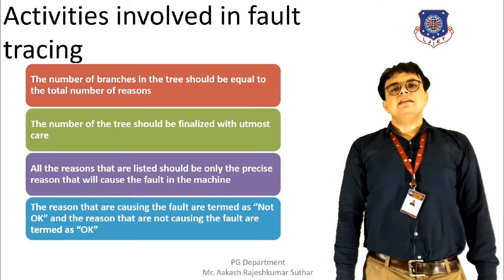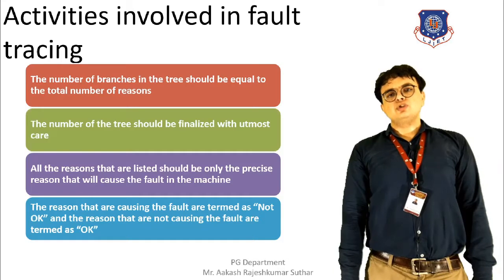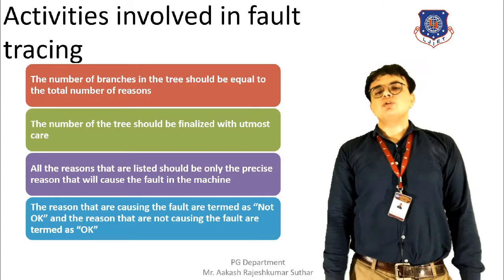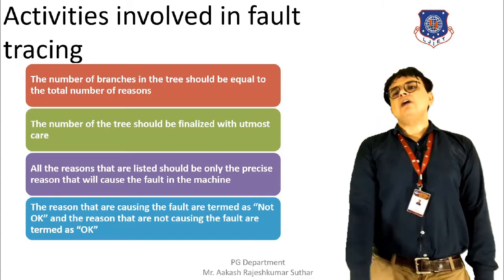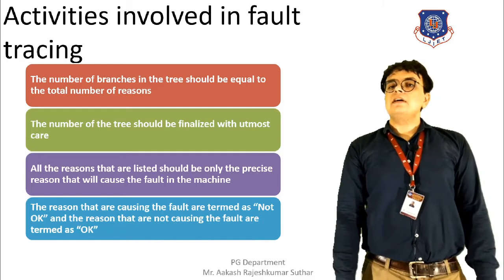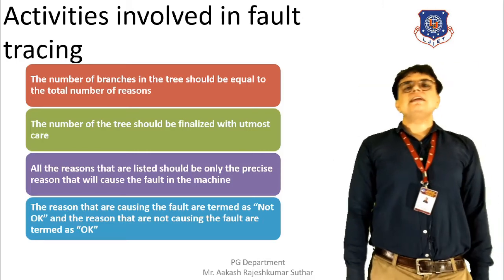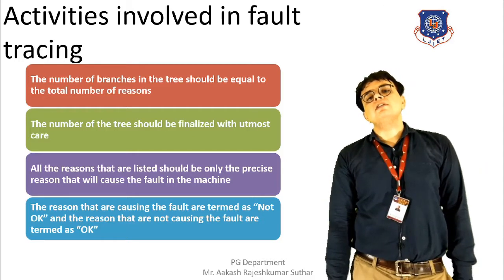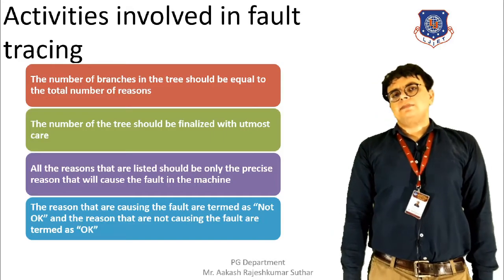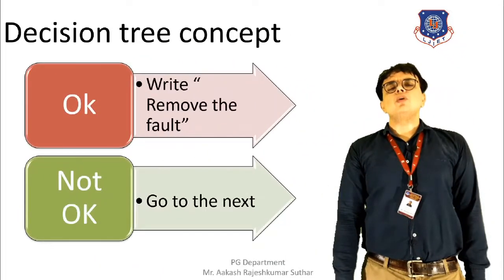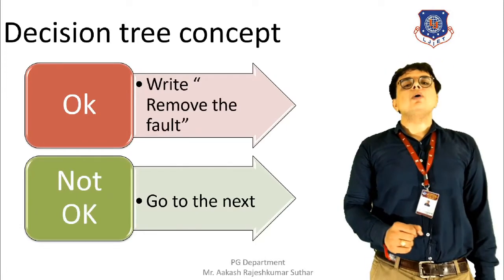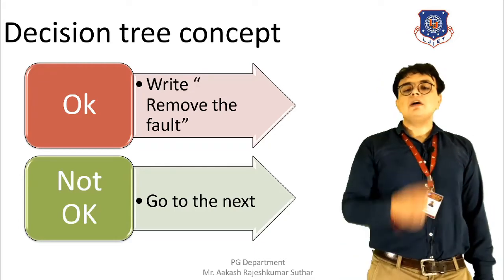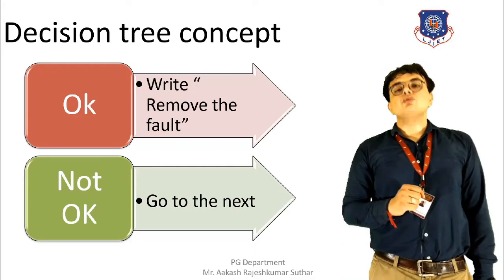Now the reason that is causing the fault should be termed as not okay. And if it is found that the reason is not causing the fault, it should be termed as okay. Further discussing these okay and not okay terms: whenever we find okay, we should write remove the fault in that description. And if we find not okay, then we should go to the next.